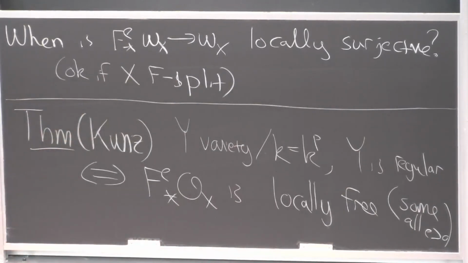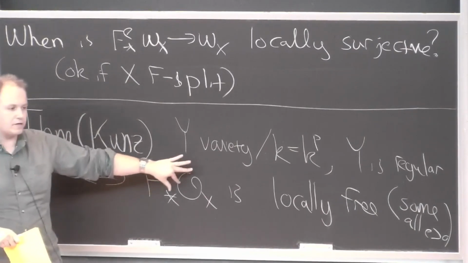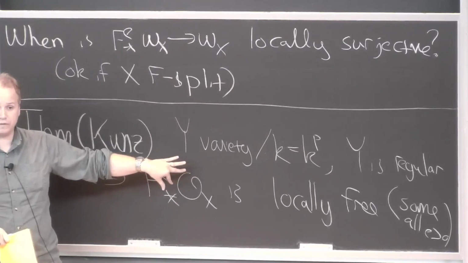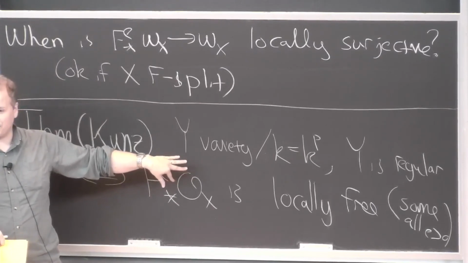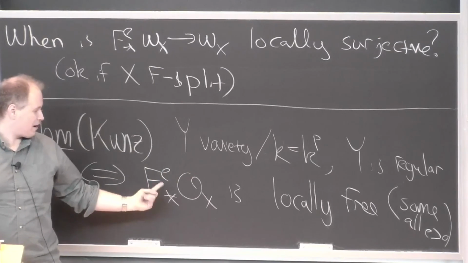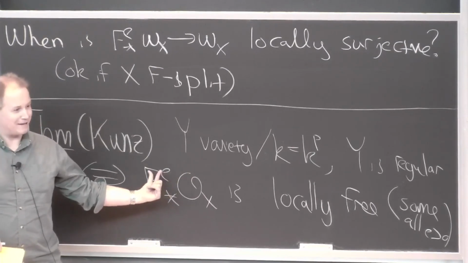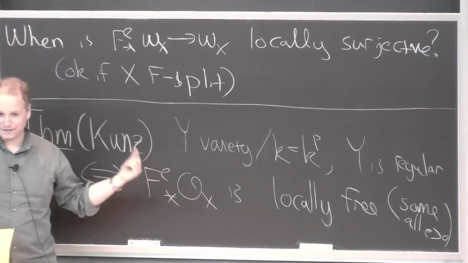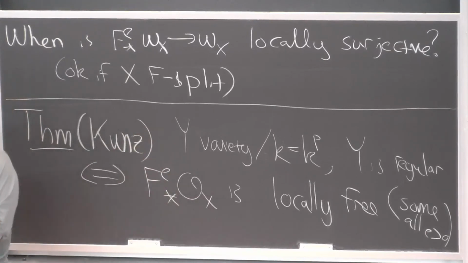So being non-singular is actually the same as some kind of local freeness of the Frobenius push forward of your structure sheaf. It's a good exercise if you haven't thought about this before to figure out what vector bundle you get on, like, P1. If you push forward O by Frobenius, what vector bundle do you get? You know it's going to be a direct sum of line bundles. Which line bundles?